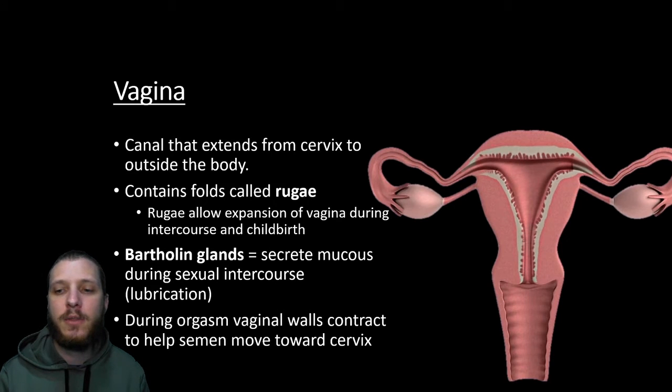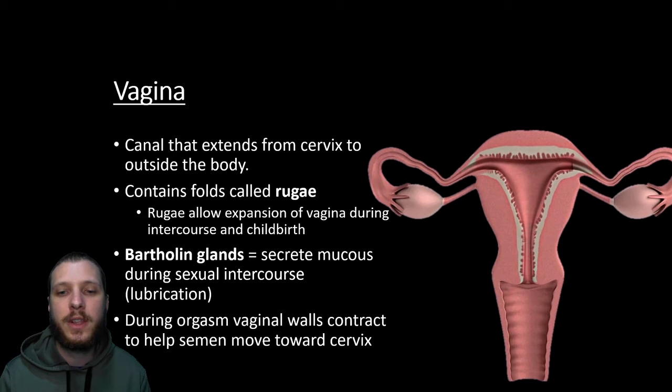And then at the very end, we have the vagina, which is going to be the canal that extends from the cervix of the uterus to the outside of the body. And you can see how we have these different folds within the vagina. And these are going to be called rugae. And you're going to find rugae in other areas of the body as well, like the stomach. And what rugae are going to do, they're going to allow for expansion of certain types of tissue. And this is going to be important because during childbirth or during intercourse, you're going to want the vagina to be able to expand to accommodate what's going on at the time.